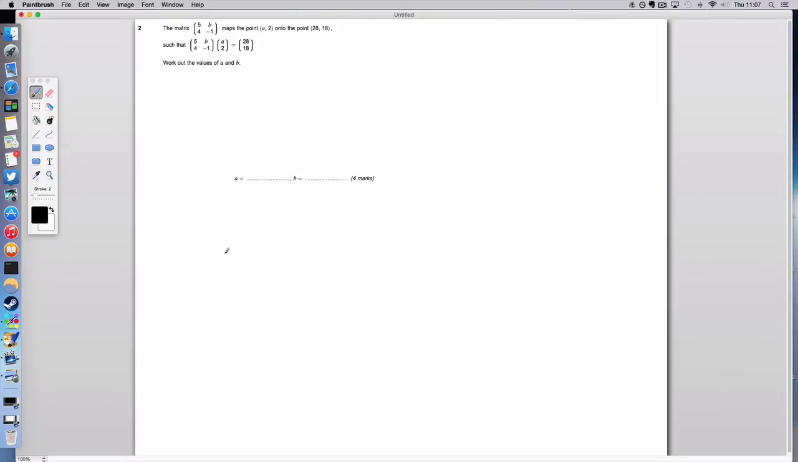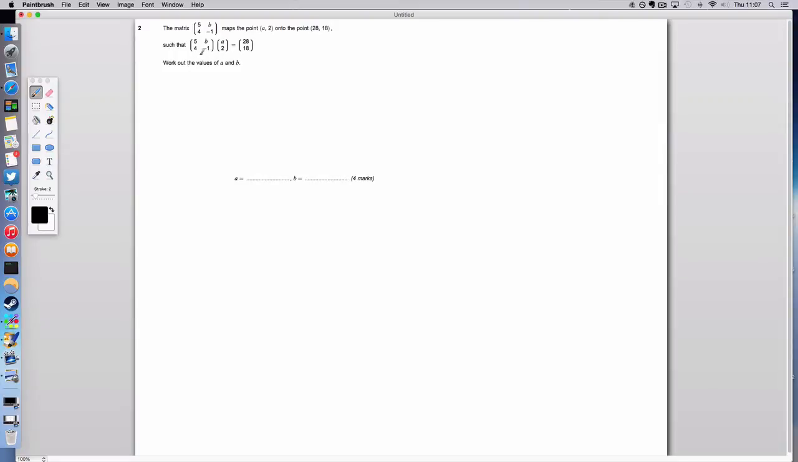The matrix (5 2; 4 -1), with entries 5, b, 4, -1, maps the point (a, 2) onto the point (28, 18), such that it can be expressed like this. Okay, so we can establish that this is a matrix related question. The question awards us 4 marks to find the values of a and b such that this is all true. Okay, now just to point a few things out that we've seen here, the information that we've been given.